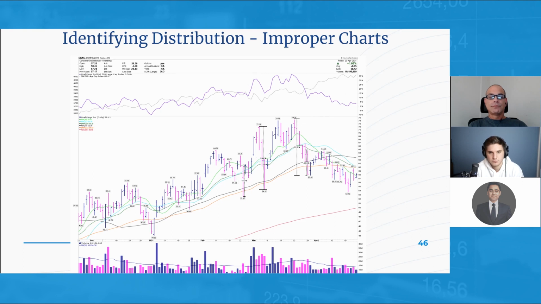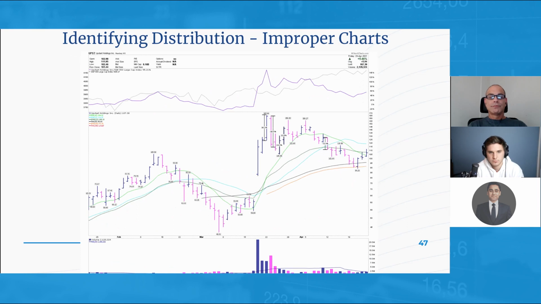The second example that I'm going to cover is UPST. Again, earlier in this webinar, we covered ZS, which gapped up on big volume, had a high closing range, and then had 2 inside days where the supply was being absorbed. That was fairly proper after such a big volume move.